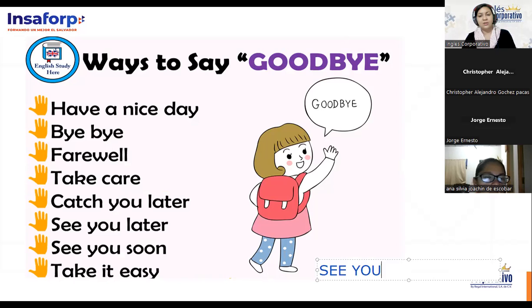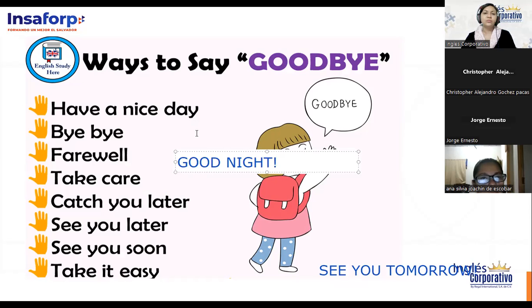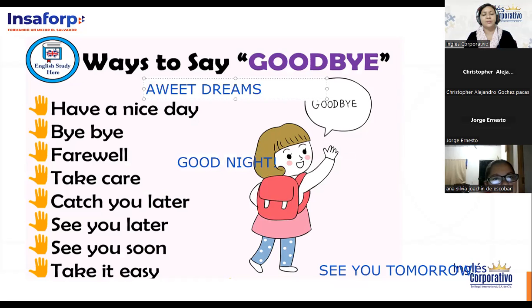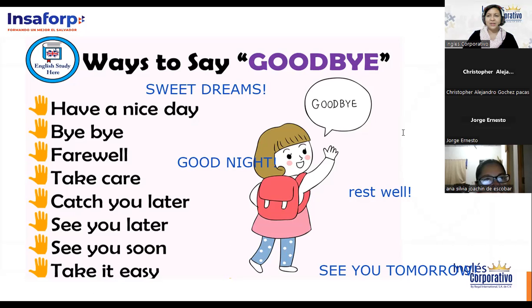We can say see you tomorrow, teacher. Or you can say good night. Or you can say sweet dreams, dulces sueños, sweet dreams. Another one, we can say rest well. Ways to say goodbye. Goodbye, sweet dreams, good night, rest well, see you tomorrow, bye-bye, take care, see you later, see you soon, catch you later, take it easy. Those are the ways to say goodbye. You can take notes about the different ways.